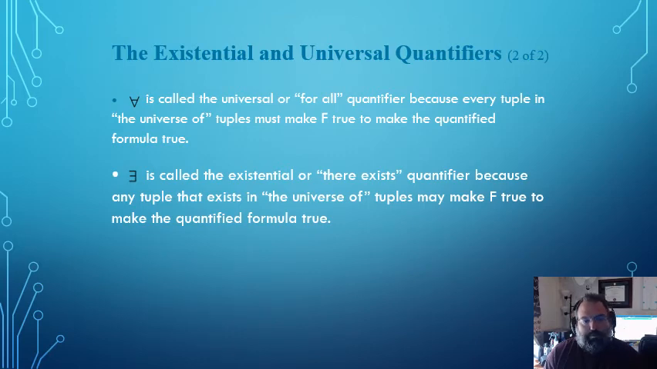The universal, or "for all," qualifier is called that because every tuple in the universe of tuples must make F true to make the quantified formula true. Existence is called the existential, or "there exists," qualifier because any tuple that exists in the universe of tuples may make F true to make the quantified formula true.